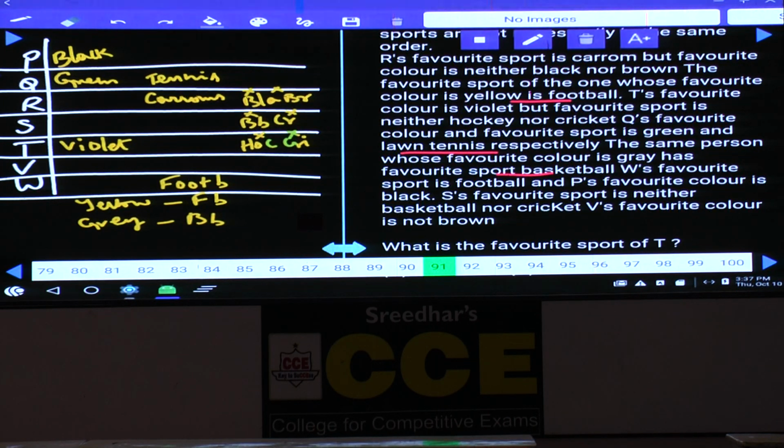Basketball and cricket were ruled out here. And S's favorite sport is neither basketball nor cricket. V's favorite color is not brown. Hence brown is ruled out for V. This is the information we have. Now the given information is represented like this.